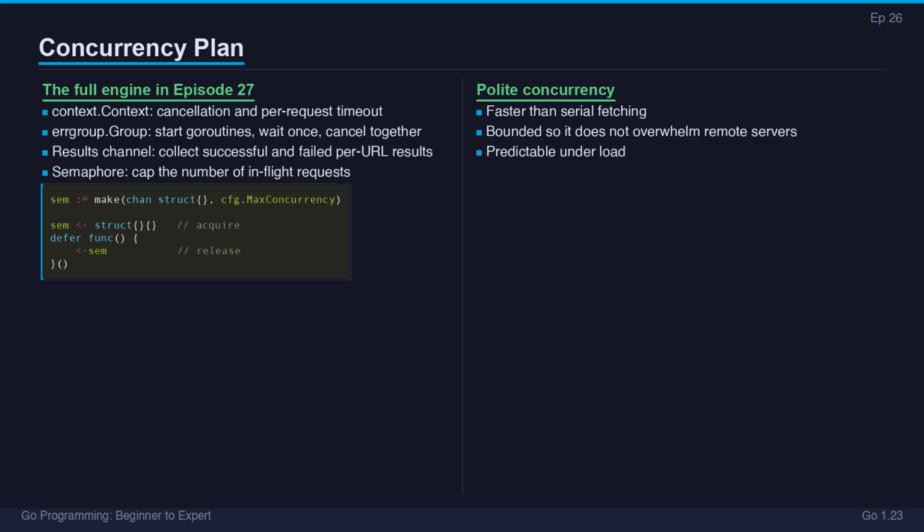That last piece matters. Concurrent does not mean start 1,000 requests and hope. A scraper should be polite to remote servers and gentle on your own machine. Limiting concurrency is part of correctness, not just performance tuning.